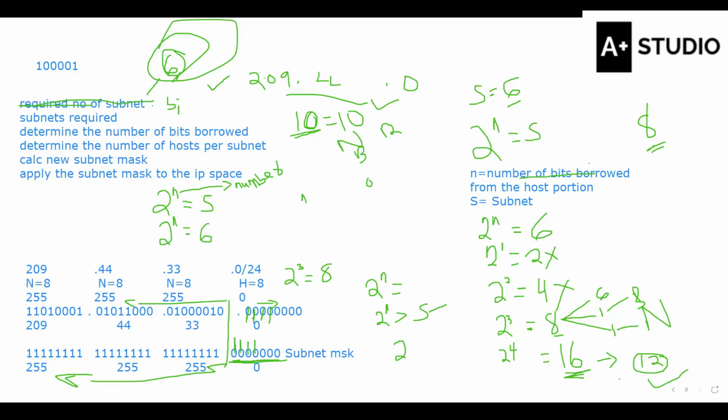Sir, please, before that, I also want to find out how were we able to know that subnet is equal to 6?